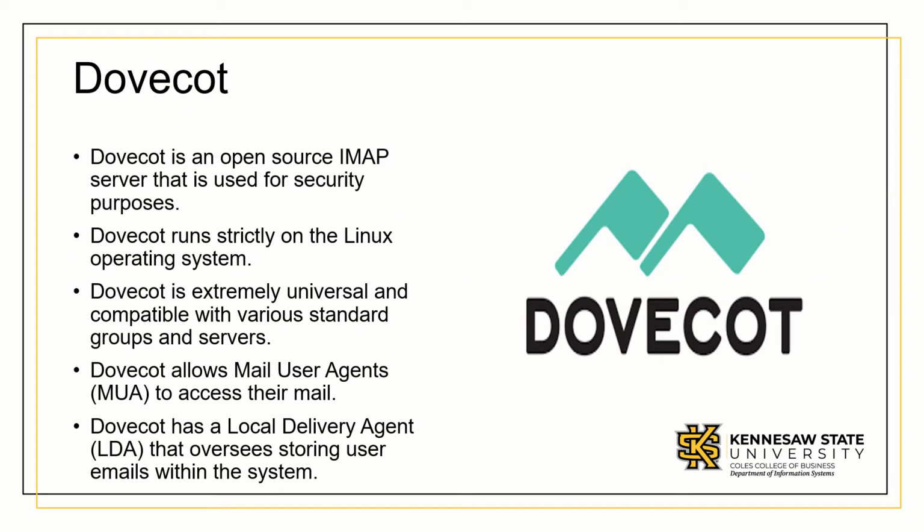Dovecot is an open source IMAP server that is used for security purposes. Dovecot runs strictly on the Linux operating system. Dovecot is extremely universal and compatible with various standard groups and servers. Dovecot uses mail user agents, or MUAs, to access mail. Dovecot has a local delivery agent, or LDA, that oversees storing user emails within the system.